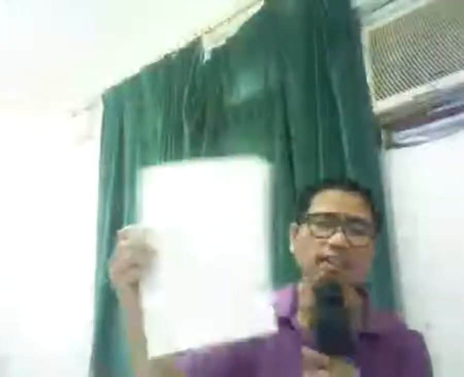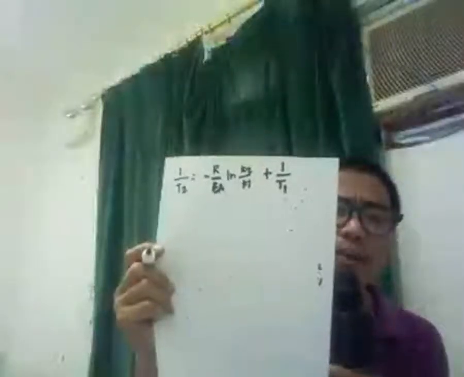Now, this equation: 1 over T2 is equal to negative REA ln K2 over K1 plus 1 over T1. It is just equal to 1 over T2 is equal to 1 over T1 minus REA ln K2 over K1. We just rearrange.